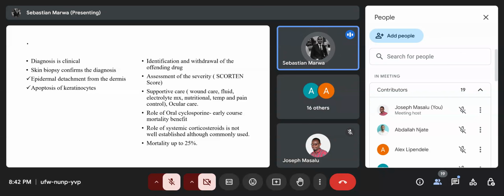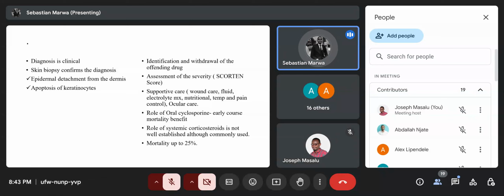In the management of the disease, first and foremost is identification and withdrawal of the offending drug if the offending drug is found. Also, there is assessment of the severity of the disease. There is a special score known as the SCORTEN score that is used in the assessment of the severity of the disease and also to prognosticate patients who have succumbed to SJS/TEN.